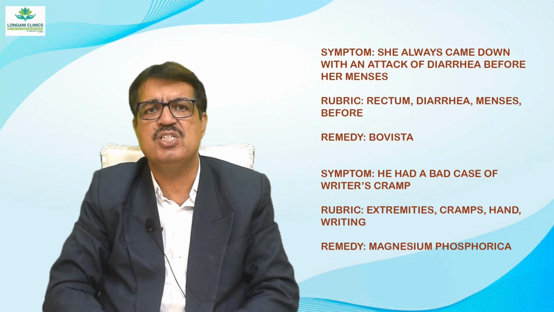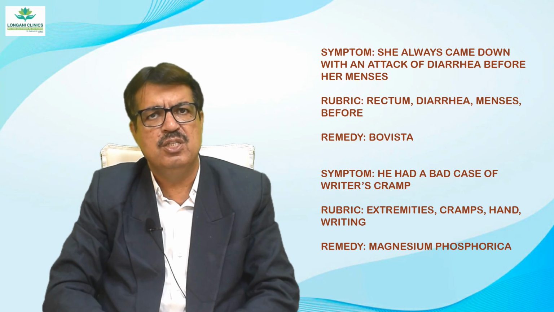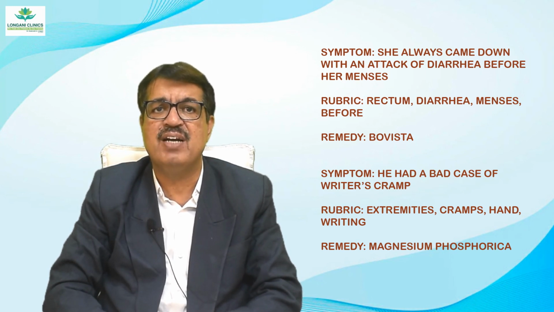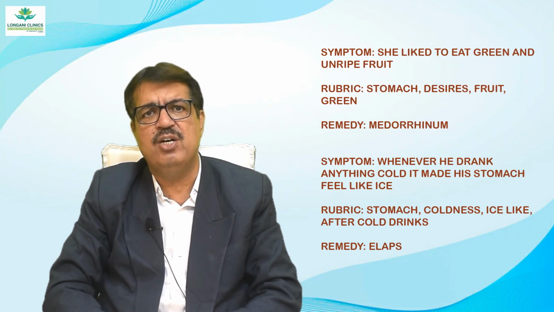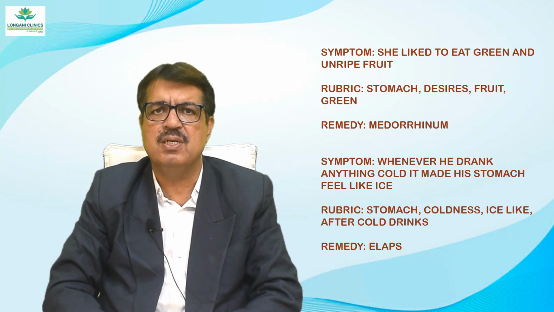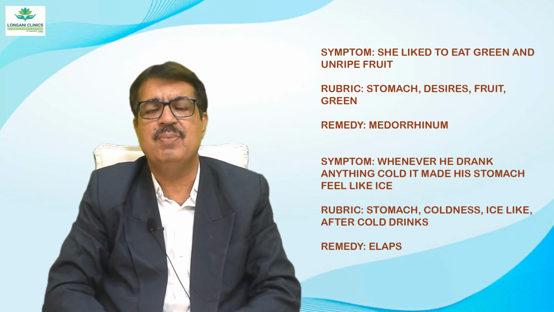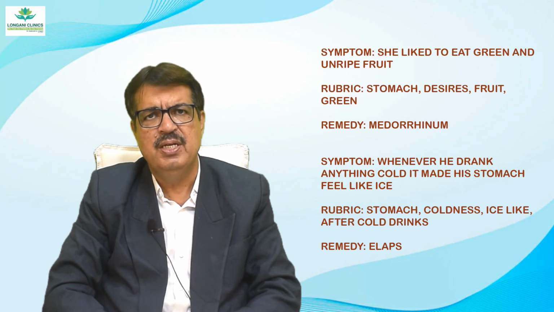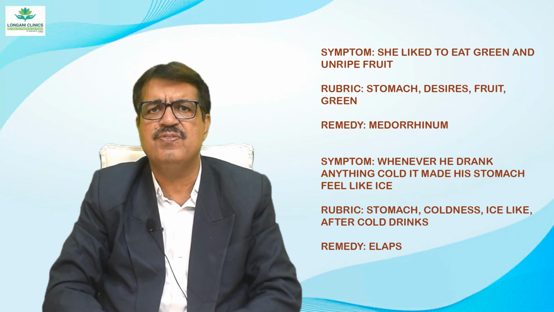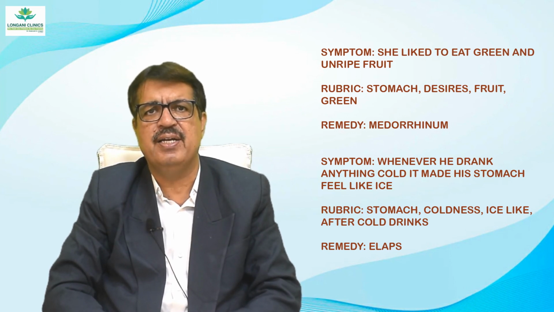The remedy is bovista. Symptom: he had a bad case of writer's cramp. The rubric: extremities, cramps, hand, writing. The remedy is Magnesia phosphorica. Symptom: she liked to eat green and unripe fruit. The rubric: stomach, desire, fruit, green. The remedy is Medorrhinum. Whenever he drank anything cold, it made his stomach feel like ice. The rubric: stomach, coldness, ice-like. After cold drinks, the remedy is Elaps.